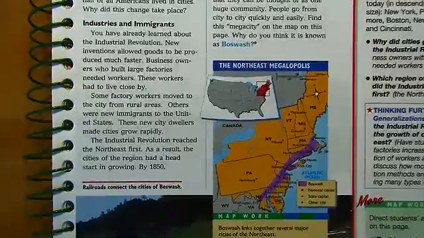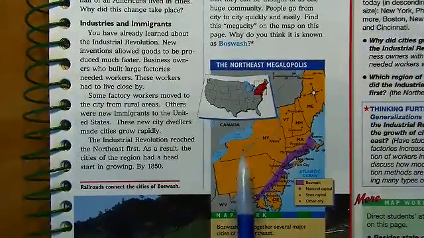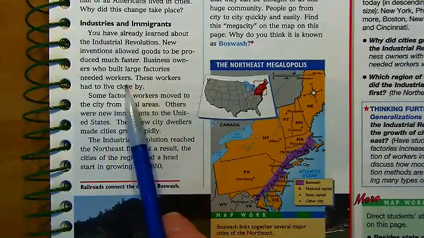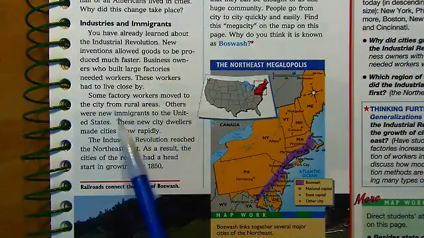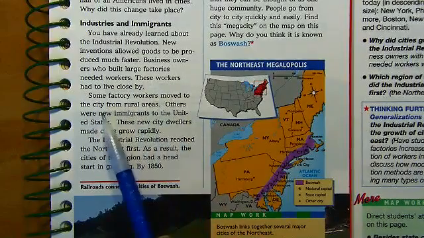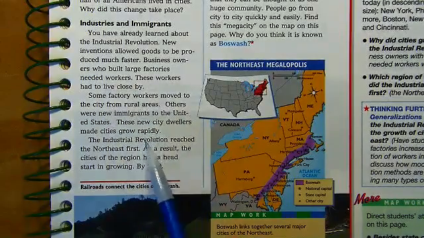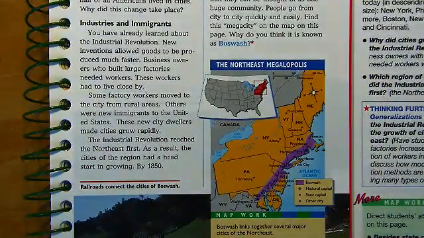Industries and immigrants. You have already learned about the Industrial Revolution. New inventions allowed goods to be produced much faster. Business owners who built large factories needed workers, and these workers had to live close by. Some factory workers moved to the city from rural areas. Others were new immigrants to the United States. These new city dwellers made cities grow rapidly. The Industrial Revolution reached the Northeast first. As a result of this, the cities of this region had a head start in growing.